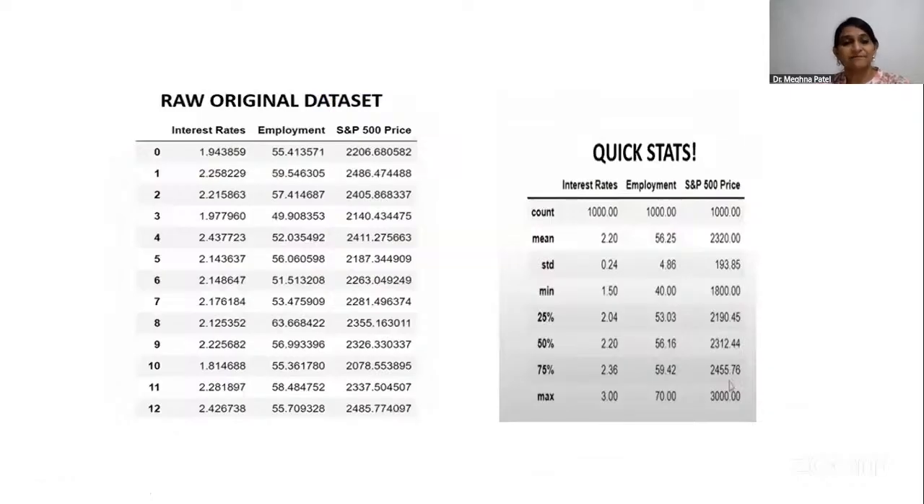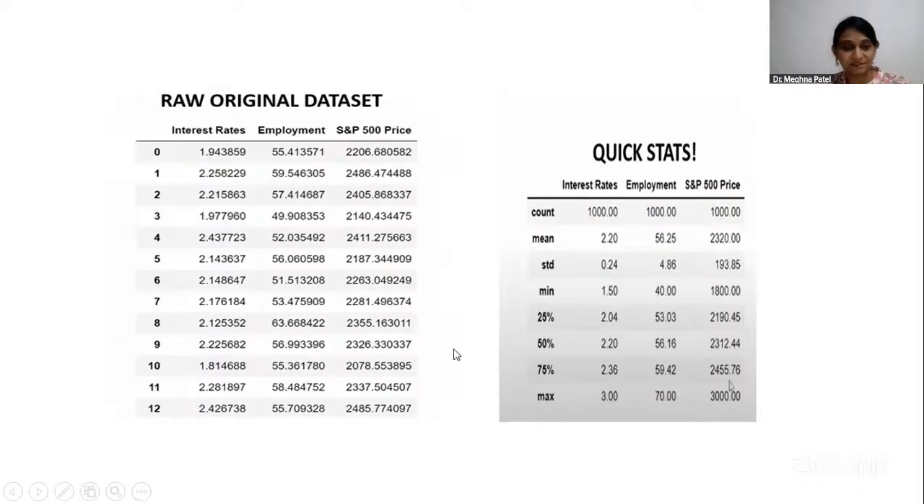Now, see one example. This is our raw original data set: interest rate, employment rate, and S&P 500 price. If we use the describe function, it gives some statistical information. For this data set, the count is 1000 for all the features. The mean is 2.20, 56.25, 2320. The standard deviation is different, the minimum value is different, and the max value is different. So this is the statistic for this data set.